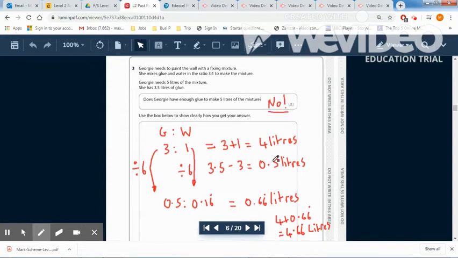That is quite a horrible question. I think it's a very, very difficult ratio question. I don't expect anything that difficult to come up again.